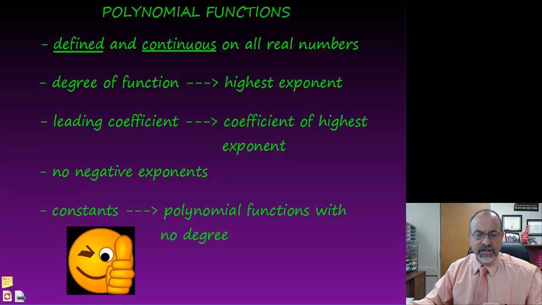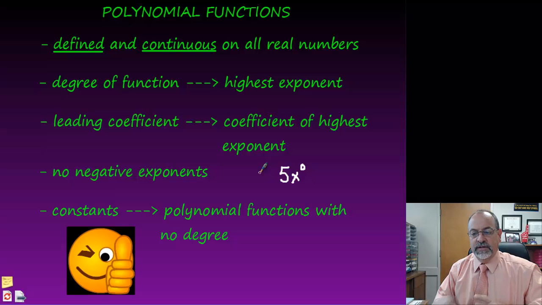And constants. Constants are polynomial functions with a degree of 0. A constant, you remember, is just a number. So if I have the number 5, that is a polynomial function with a degree of 0, because I could put x to the 0 power right here. But what is x to the 0 power? That simplifies to 1. But if I write it like this, then the degree is the highest exponent.